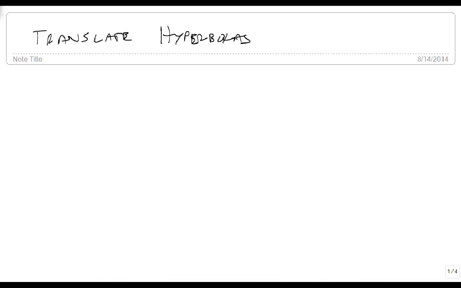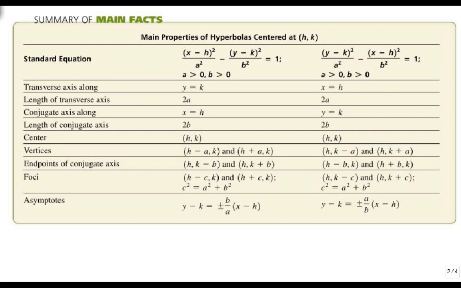We're now going to translate hyperbolas. What happens if we change the center point? To do that, we're going to look at this page of facts again. Notice that, again, it depends on which one we're looking at, on which one's positive. So this is going side to side, and this one's going up or down.